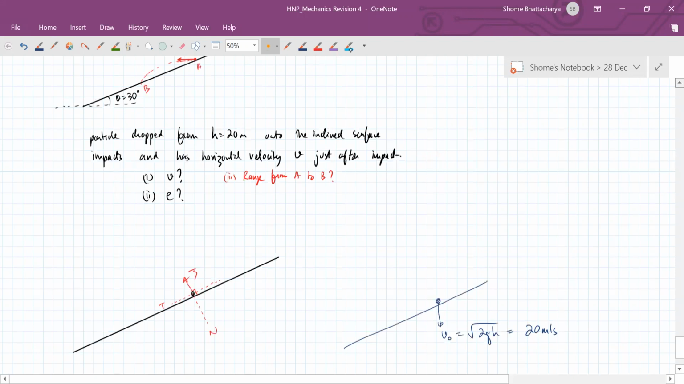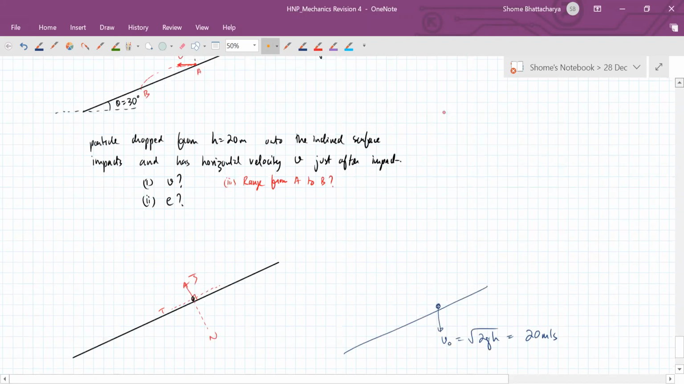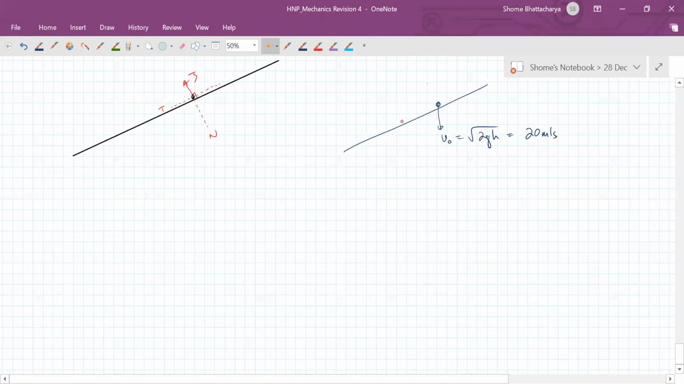Okay. Now the impact velocity is such that with respect to the tangential direction, it has an angle of 60 degrees. This is 30. Okay. So the tangential component of velocity is how much? It is V0 cos 60. So that is 10 meters per second.